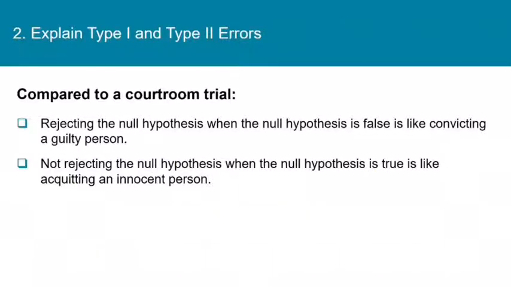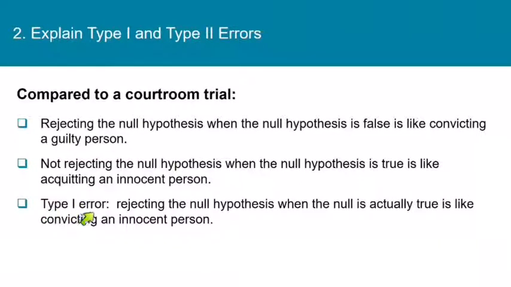So remember, the null hypothesis is the not guilty plea. If we don't reject the not guilty plea, in other words, we believe the not guilty plea is true, and in fact it is true, that's like acquitting an innocent person. That's a good decision. Both of these are right. But a type 1 error would be when we reject the null hypothesis although the null is actually true. That's like convicting an innocent person. That's a mistake. So that's a type 1 error, convicting an innocent person.